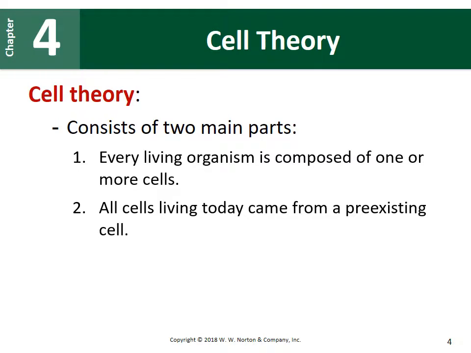The second part of the cell theory states that all cells living today came from pre-existing cells. And this happens through cell division. We'll look at the two types of cell division in a later chapter, but they are mitosis and meiosis. The second part of the cell theory, this is the part that scientists are looking at, and scientists are trying to make cells that are artificial that did not come from pre-existing cells. And they've had a little bit of luck, but not quite enough, as you can read in your textbook.